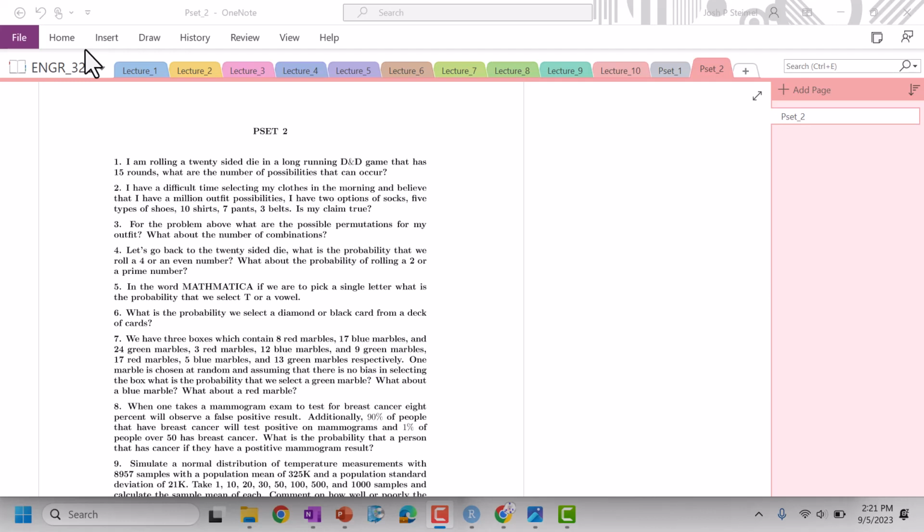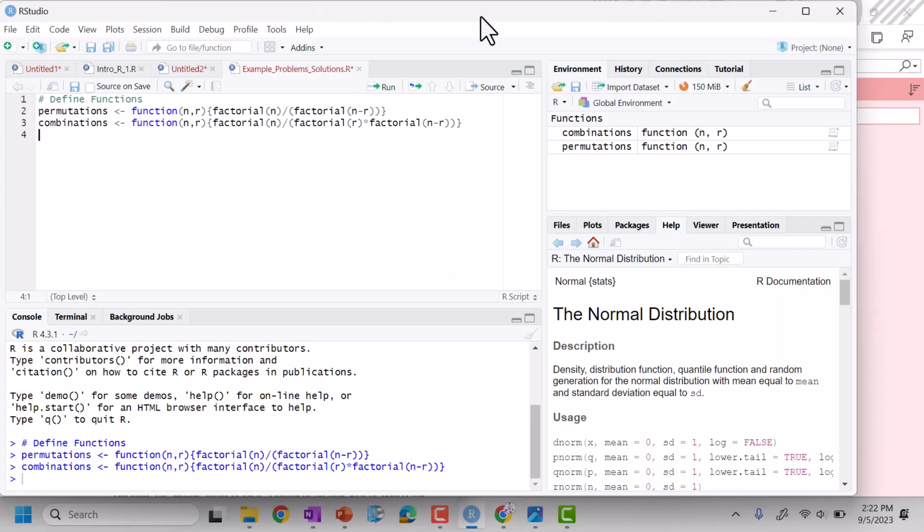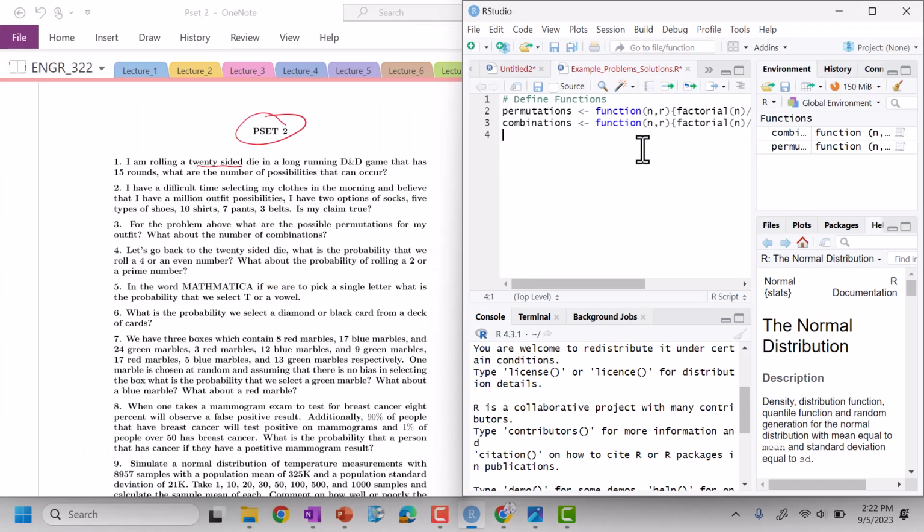All right, so let's go ahead and get started on our Pset 2 solutions. So I'm rolling a 20-sided die in a long-running D&D game that has 15 rounds. What are the number of possibilities if I have 15 rounds and I'm rolling that 20-sided die? Well, let's go ahead and set up our R over here.